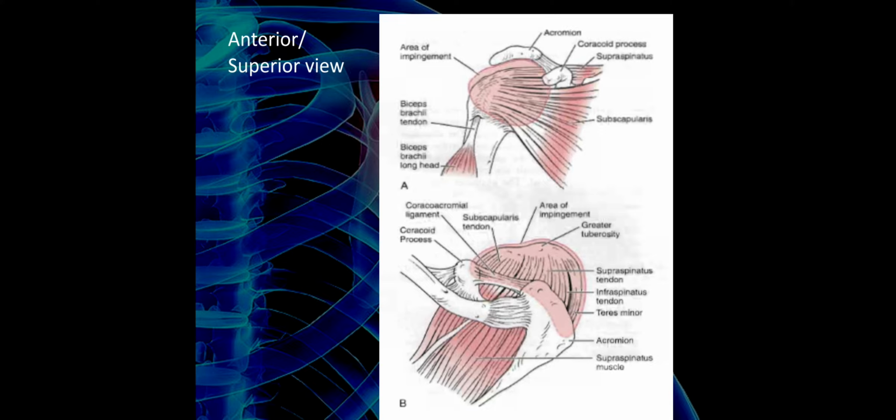Superiorly we can see the coracoacromial ligament, the coracoid process, subscapularis tendon, greater tuberosity, supraspinatus tendon, infraspinatus tendon and teres minor. So superiorly the area shown in the pink color can experience impingement. So this is the lateral view. The area of impingement is shown here in the pink color.